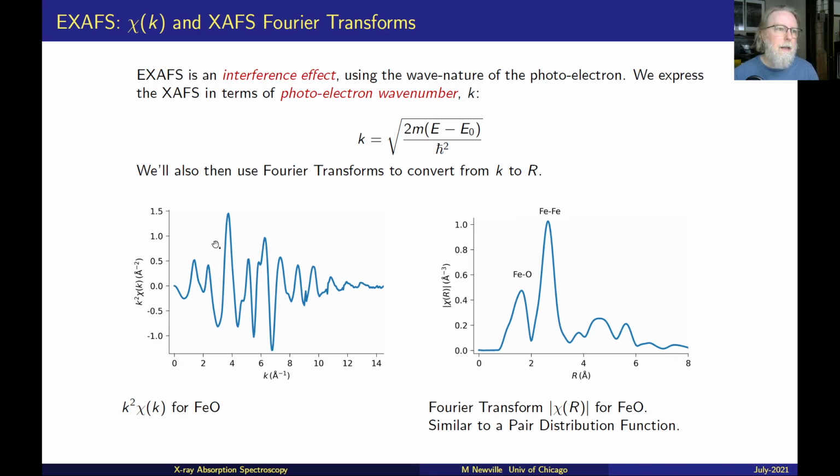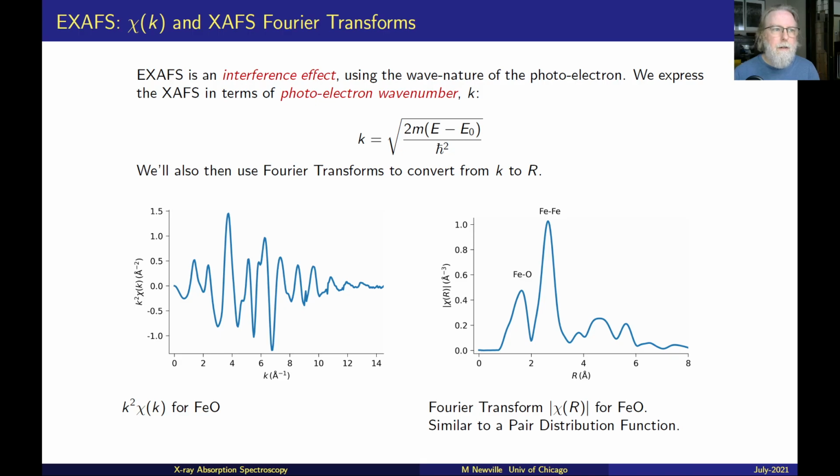And since there's an oscillatory function, we'll take a Fourier transform and that converts from k, or wave number, into distance r. And when we do that, we get a function here, chi of r, well, that's the magnitude of chi of r, as we'll describe in later videos, that looks a lot like a pair distribution function.